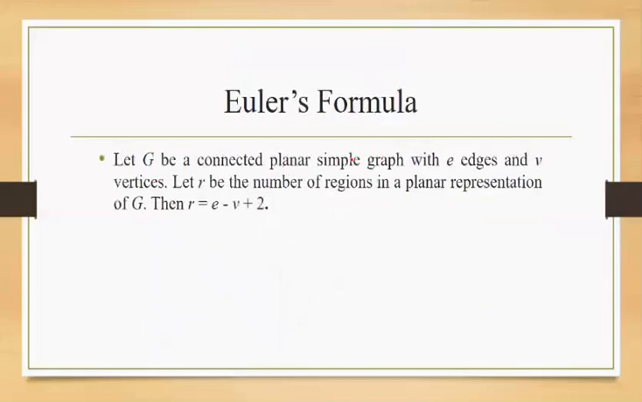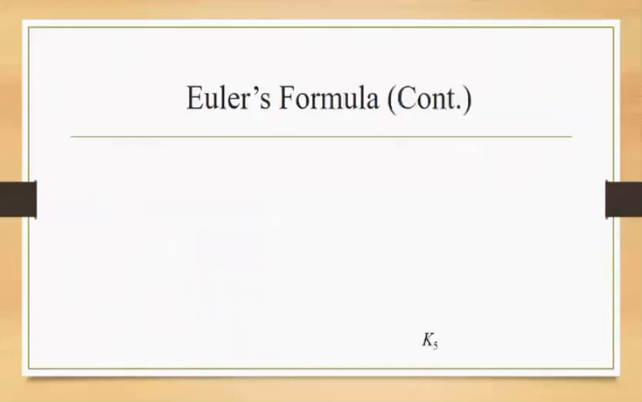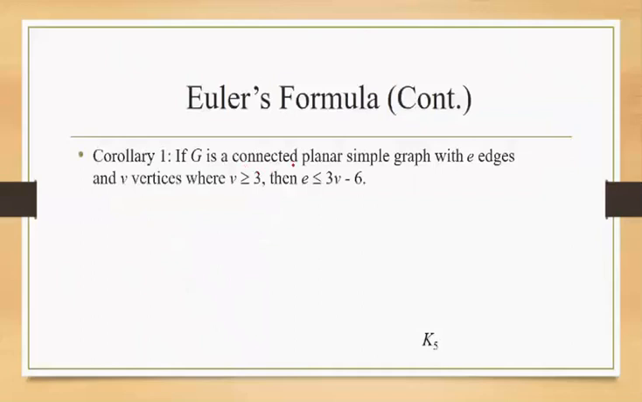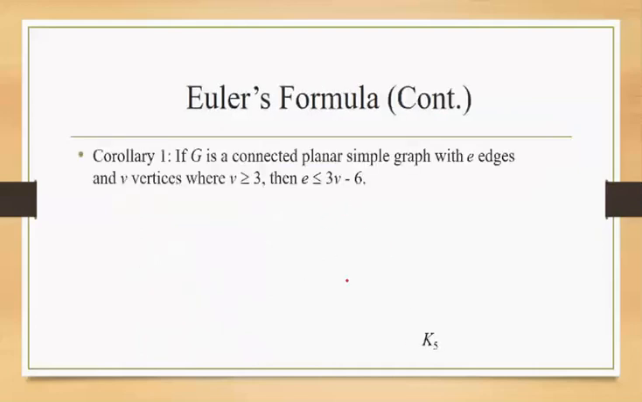Let G be a connected planar simple graph with E edges and V vertices; this is Euler's formula for planar graphs. Now, if G is a connected planar simple graph with E edges and V vertices, where V is greater than or equal to 3, then E is less than or equal to 3V minus 6. Based on this statement of Euler's formula, we have derived this inequality. Whenever the graph is a planar simple graph, the number of edges will be less than or equal to 3V minus 6. So let's verify now.